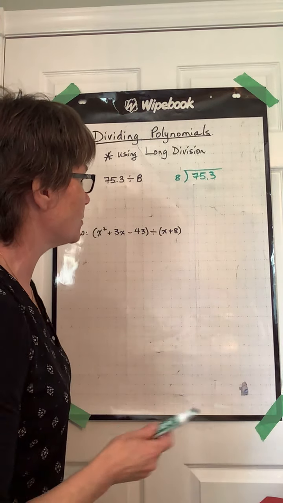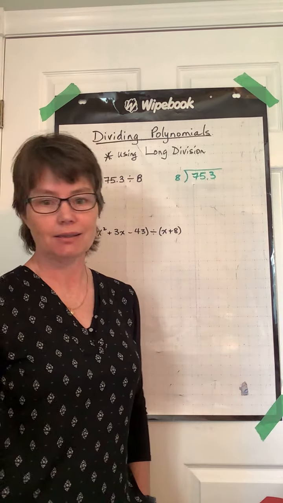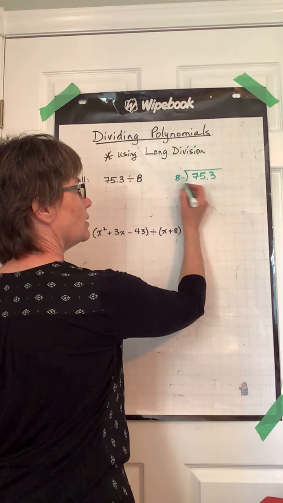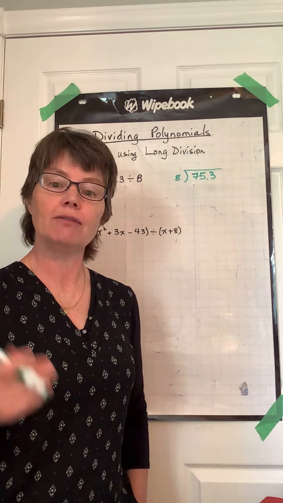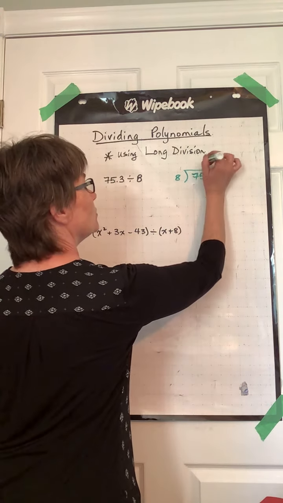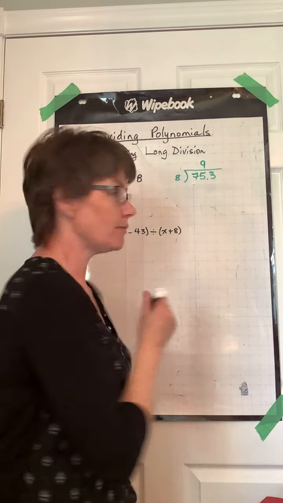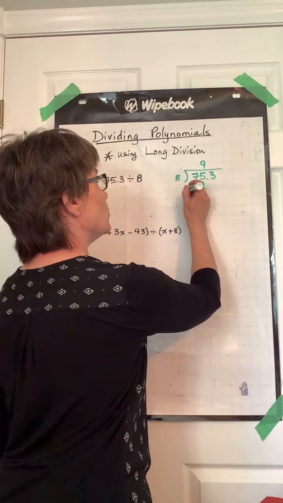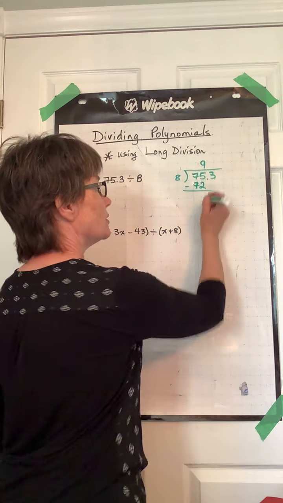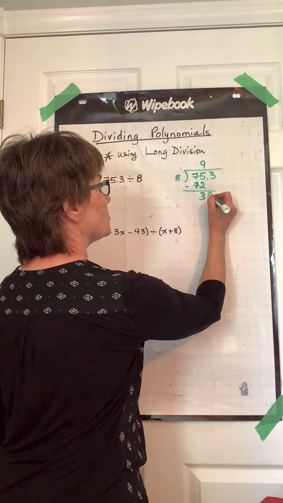Okay, and then we think about, okay, 8 needs to go into 7. Well, it doesn't. It's too big. So then we think about 8 needs to go into 75. How many times does 8 go into 75? And that's 9 times. We put a 9 here. And that 8 times 9 is 72. So we write that here. And then we subtract those two numbers. We end up with 3. And then we bring down this 3.